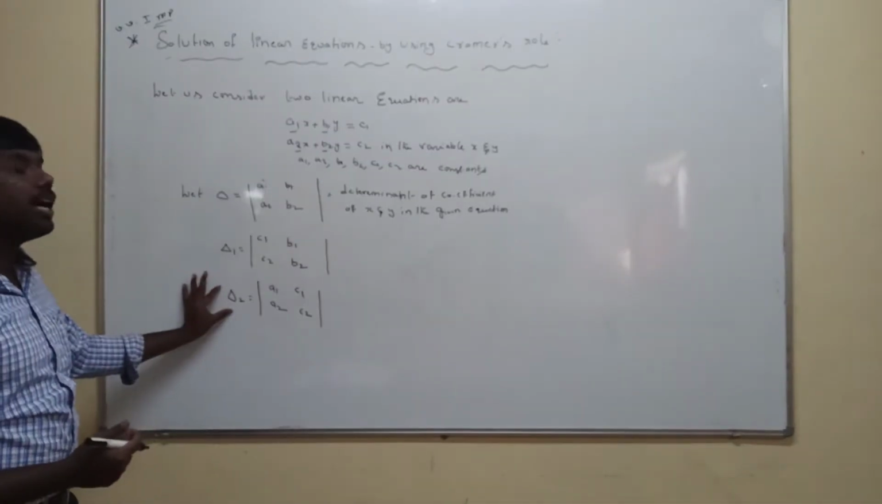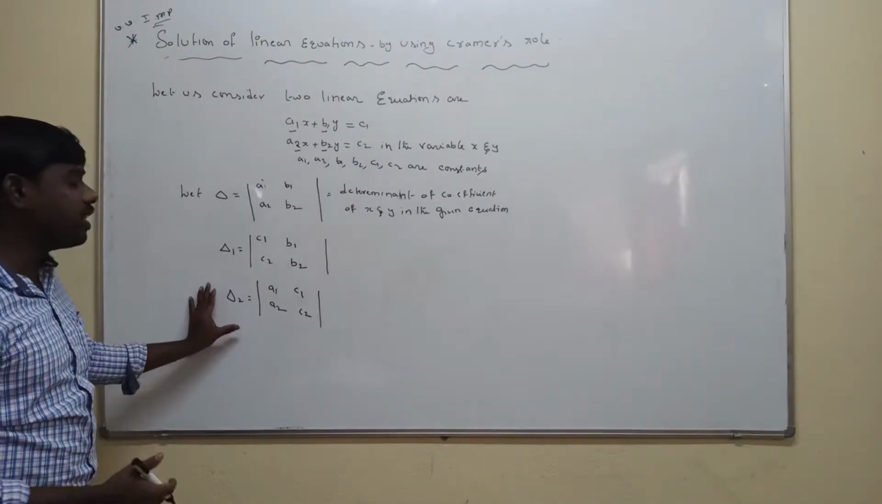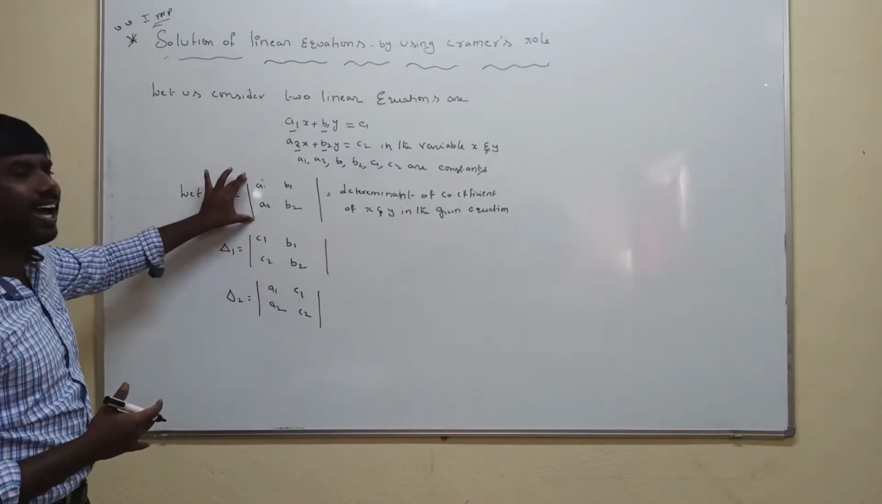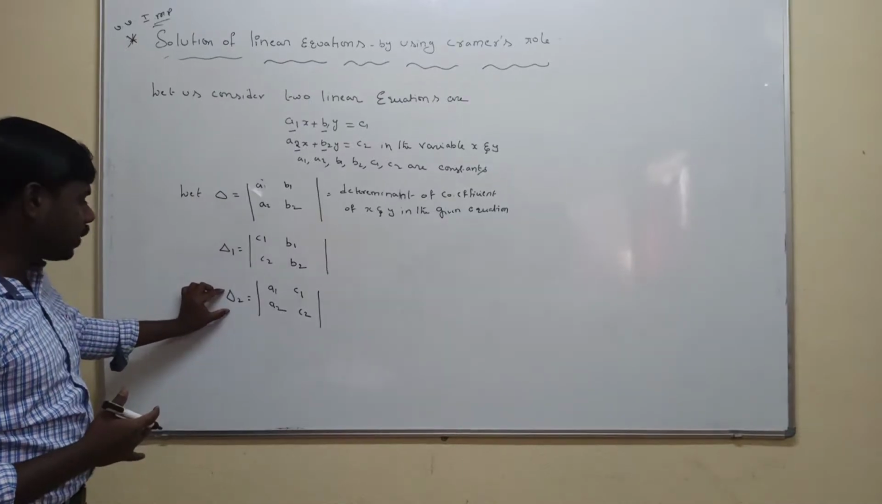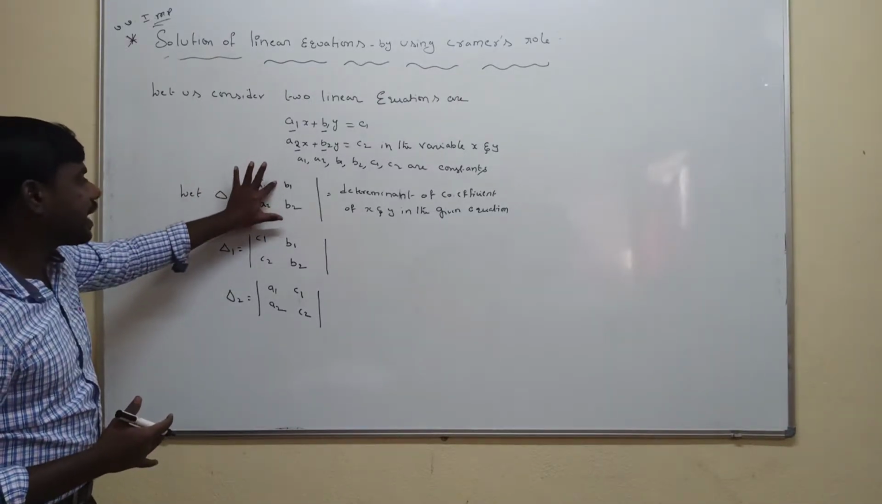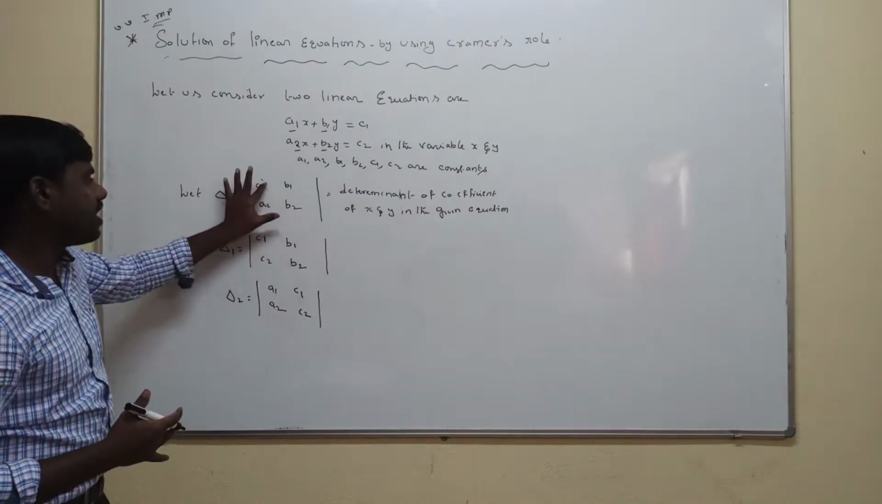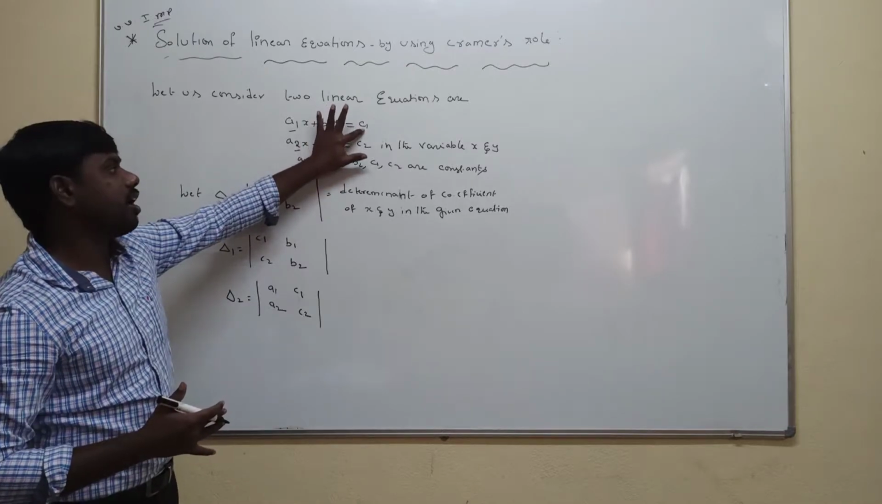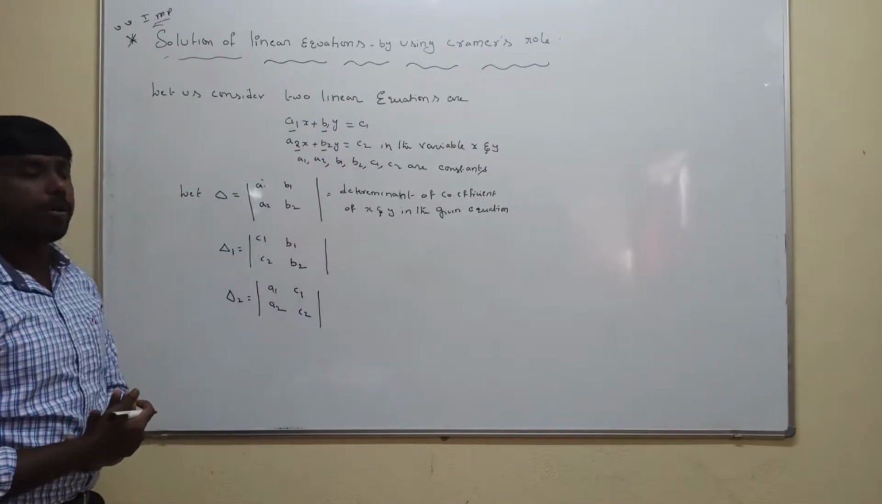Next we are doing delta 2, meaning determinant by delta y. Both values are taken from the delta only. Delta 2 means determinant by delta, with the second column replaced by the constant values C1, C2. This is the procedure.